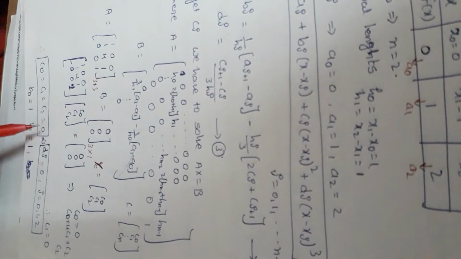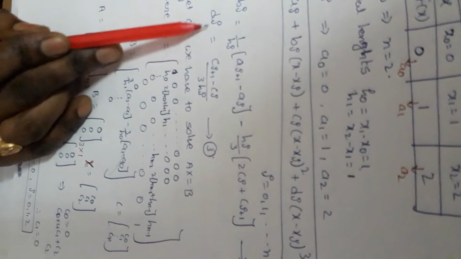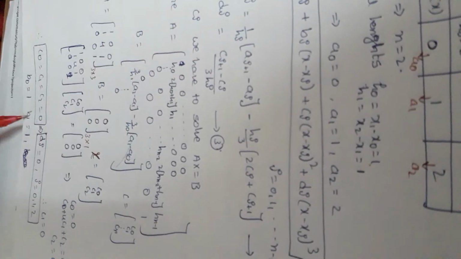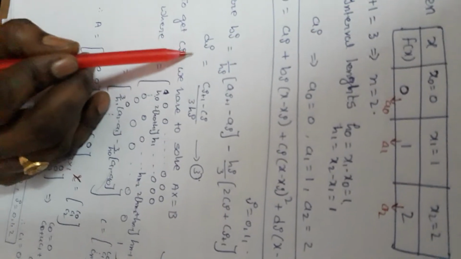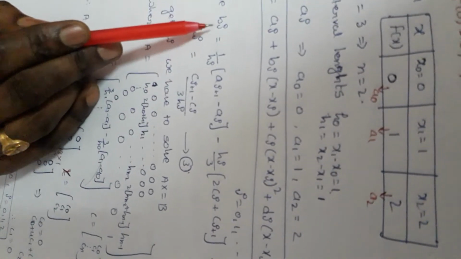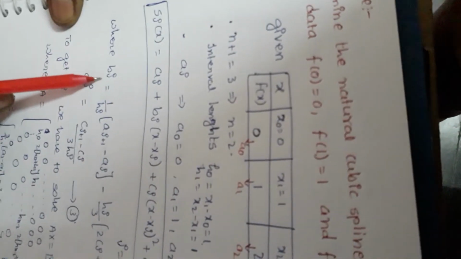Here d2, can we get d2? No. Why? Because d2 is equal to c3. There is no c3. So we need only d0 and d1. Now come to b0. J is equal to 0. Our c's, all c's are 0. So we can leave this.